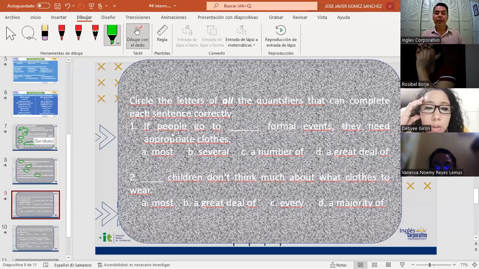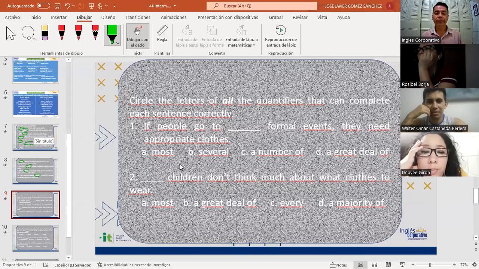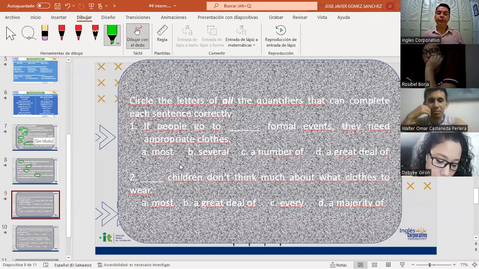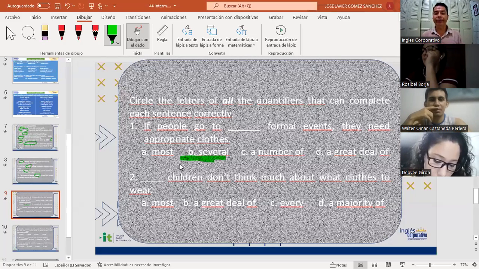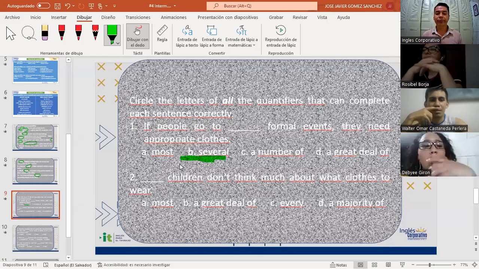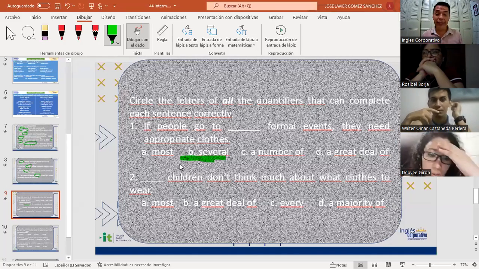Number one, if people go to formal events, which one applies? Walter, which ones? I'm not sure, maybe letter B, several. Letter B is correct. Continue. There are more. I must tell you. Yes, come on. For number one.